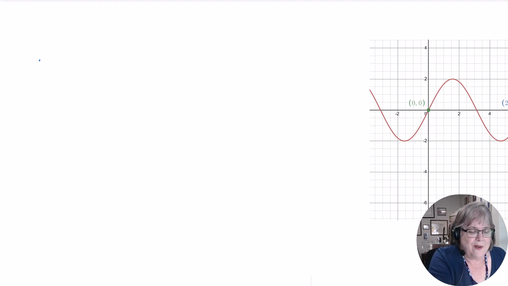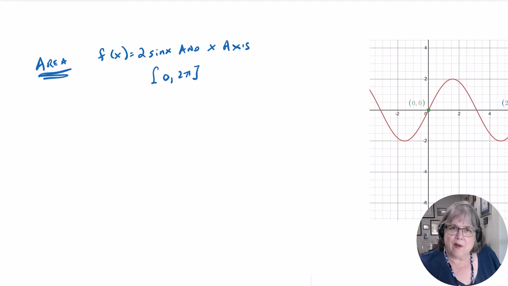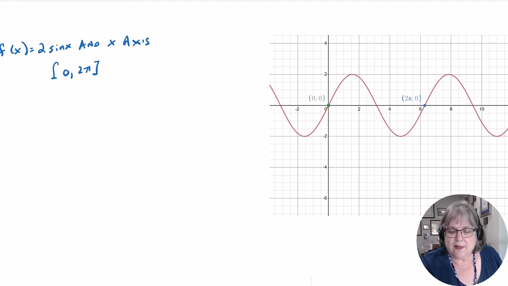So if I want to find the area bound between this function and the x-axis on the interval from 0 to 2 pi, as soon as you see this word, what is the one thing you have to do? You have to graph it, okay? So here's the sine function.